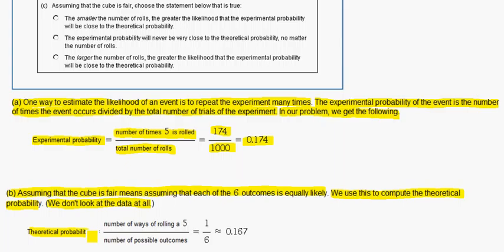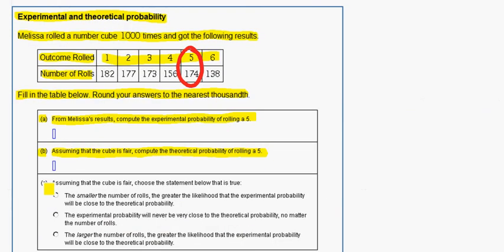So theoretical probability is the number of ways of rolling a 5 over the number of possible outcomes. So you can only roll one 5 out of the 6 sides. So 1 divided by 6 is about 0.167. Now let's look at C. Assuming that the cube is fair, choose the statement below that is true.